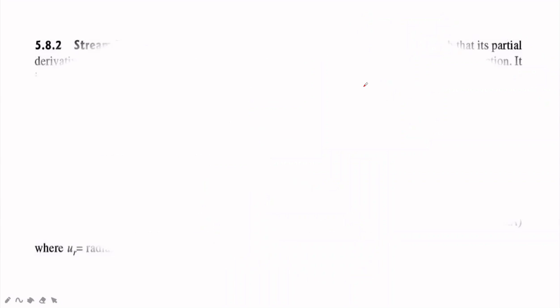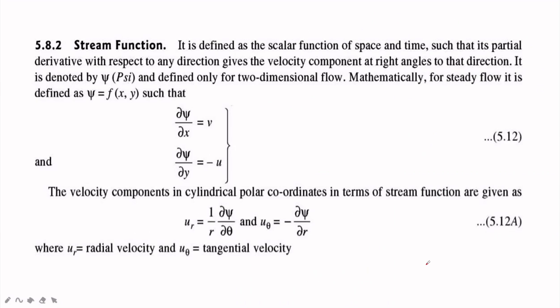Now we'll go for the stream function. The stream function is also a velocity function, but it is called a stream function. Same as before, it has some values, and we have to just substitute in the continuity equation. It is defined as a scalar function. Velocity potential is also a scalar function. The stream function is also a scalar function of space and time, such that its partial derivative with respect to any direction gives the velocity component at right angles to that direction. It is denoted by psi and defined only for two-dimensional flow.